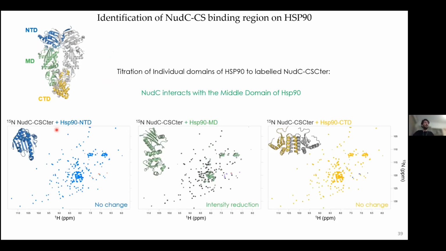And this is what you can see here. We have in gray our reference spectrum of NASP C-terminus, and in color, overlaid on top of it, the spectrum after addition of the Hsp90 individual domain. And what you can see is that for the N-terminus domain or the C-terminus domain, once we add them, there is absolutely no change in the NASP spectrum. However, when we add the middle domain of Hsp90, we do see a drastic reduction in intensity, and we also see some specific shifts that happen upon addition of the domain. So that tells us that the CS domain of NASP specifically interacts with the middle domain of Hsp90.